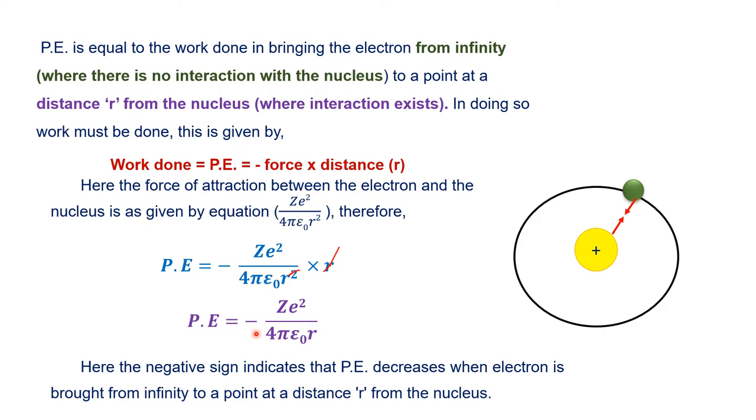Here the negative sign in this formula indicates that the potential energy decreases when the electron is brought from infinity to the point where there is an interaction between the nucleus and electron.